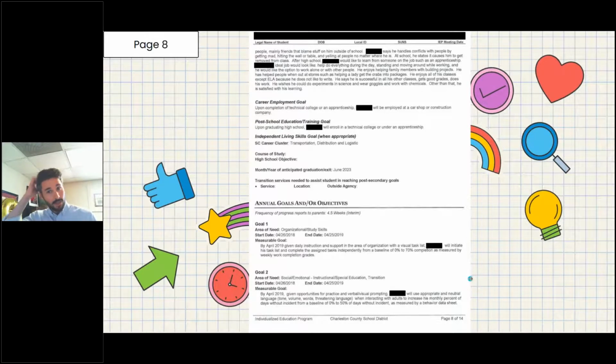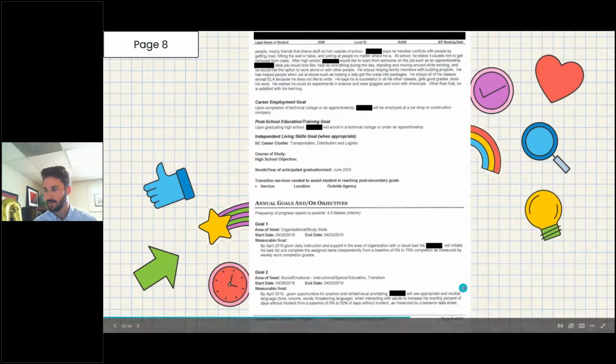And it's a strength as a writer and as a professional to describe something without using jargon. So by April 2019, given opportunities for practice and visual prompting.